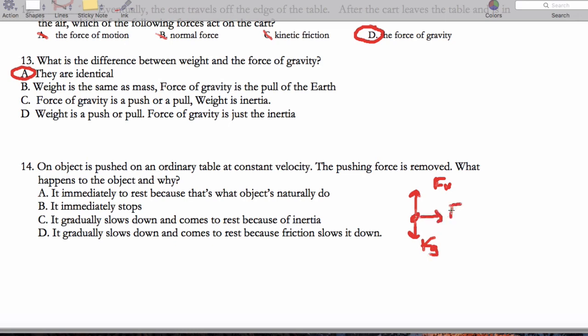But if it's moving at constant velocity, that implies that there must be some counteracting force, a friction force that slows it down. When I get rid of the pushing force, I'm going to have a very similar free body diagram. But now, without the pushing force, there's just a friction force acting opposite to the motion, gradually slowing it down to rest.